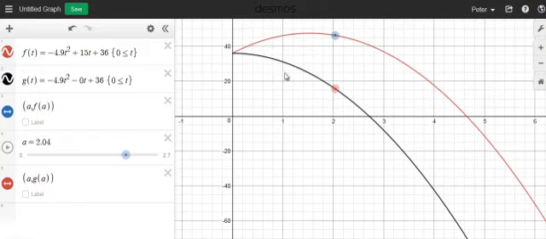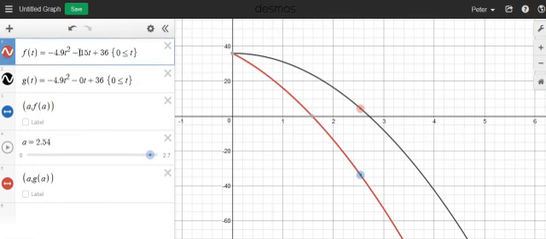Look how much longer it takes because it had to go up first. And there it is. Whee! Cool. Go back, make it negative. And now you can see the relationship between the two.